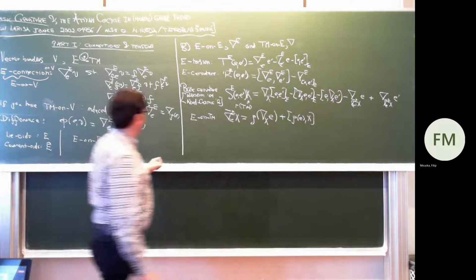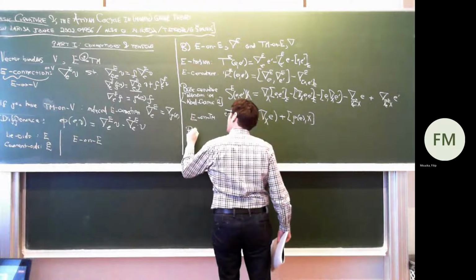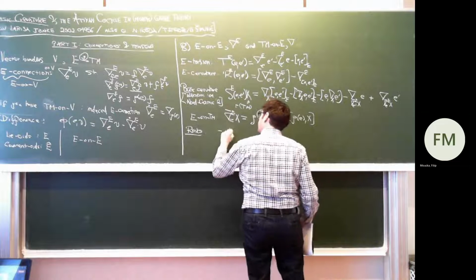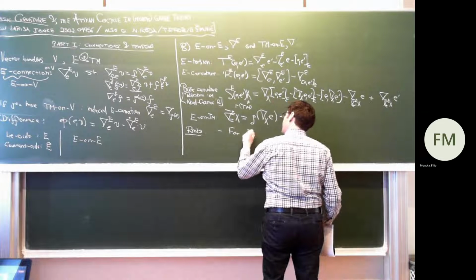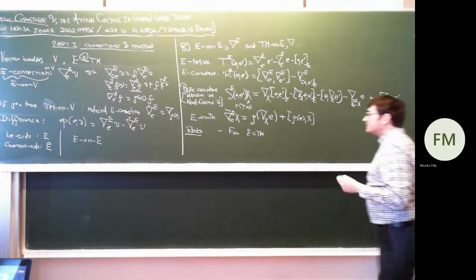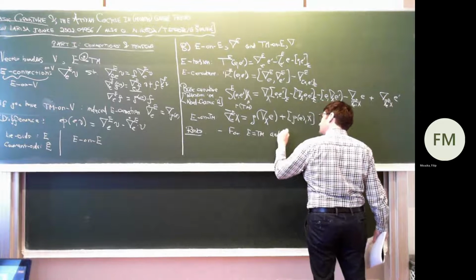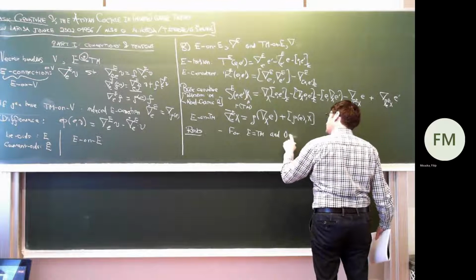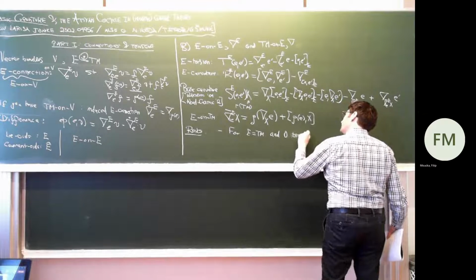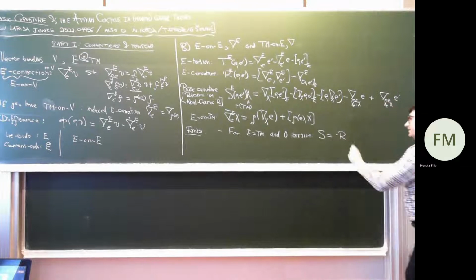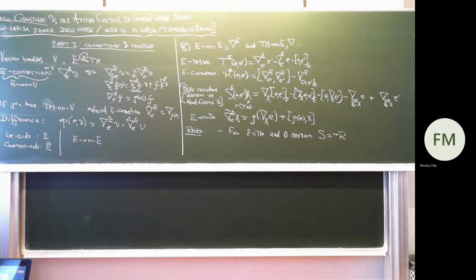Let me make a couple of remarks, three remarks among many. The first remark is that for E equals TM, as it was asked, and let me specialize it to zero torsion, S is R. Well, actually, it's minus R. This is a stupid convention, maybe, but I will define it with this convention.